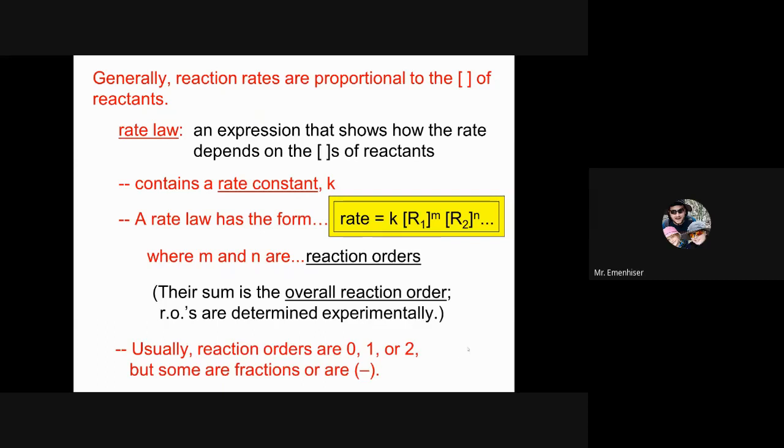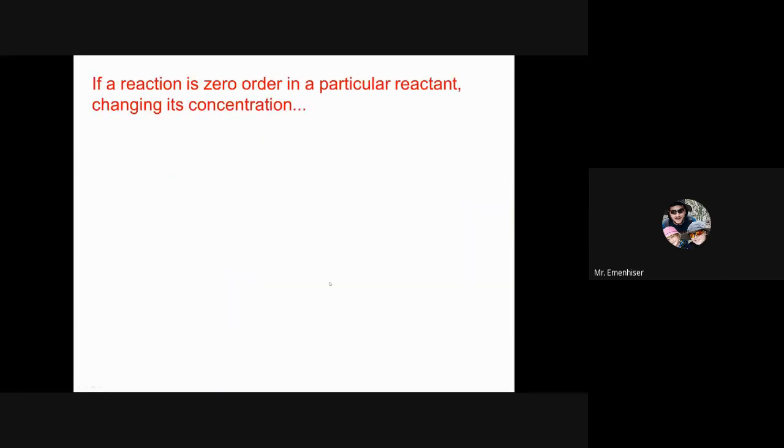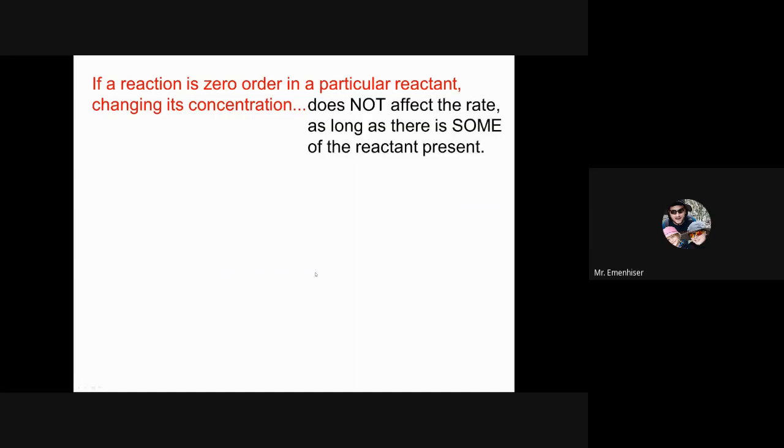That just means that the order is a fraction, which means if the order was 1/2, that means that it's raised to the power of 1/2, which would be the square root. So it'd be the square root of the concentration. Okay. All right, if a reaction is 0 order in a particular reactant, changing the concentration will not affect the rate as long as there's some of the reactant present. So as long as you have some of the reactant present, if you double the concentration, you get no change in the rate.